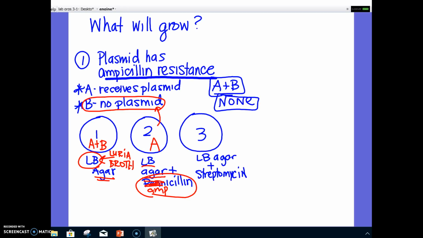Plate 3, LB agar again, food, plus the antibiotic streptomycin. Your correct answer here: none of them would grow. Why? Because for this antibiotic, we don't have anything listed here that helps them survive in its presence. Therefore, this antibiotic would kill everything. All right, let's look at a second problem.